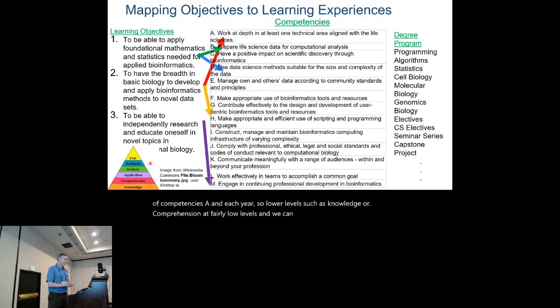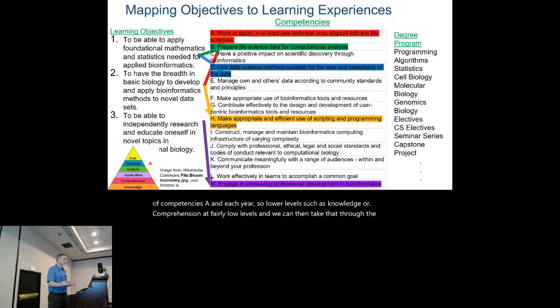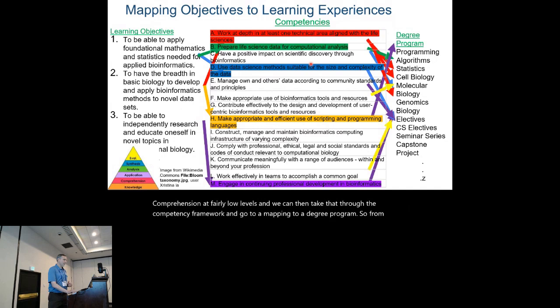And we can then take that through the competency framework and go to a mapping to a degree program. So from those levels of competencies, map to a degree program and say, given the learning objectives you set out for your program and the mapping through the competencies, does your degree program appear to provide those objectives? Can you show that the things you're covering in your program meet the same competencies your learning objectives should be meeting for you? And we can also carry that to personas.